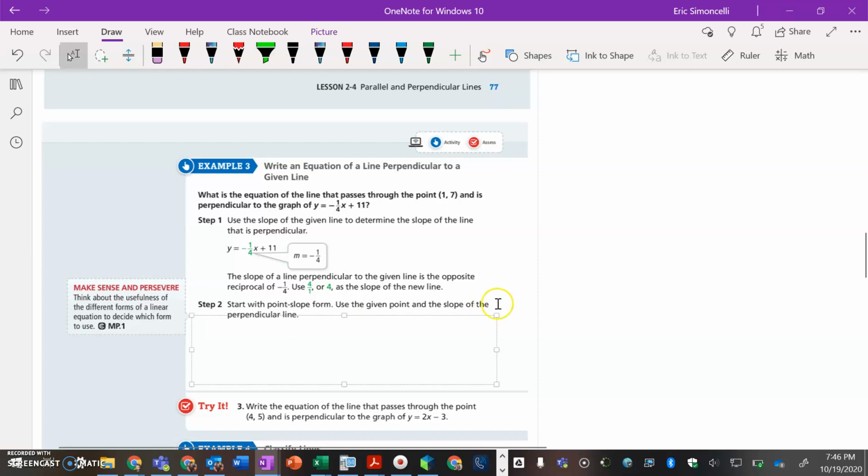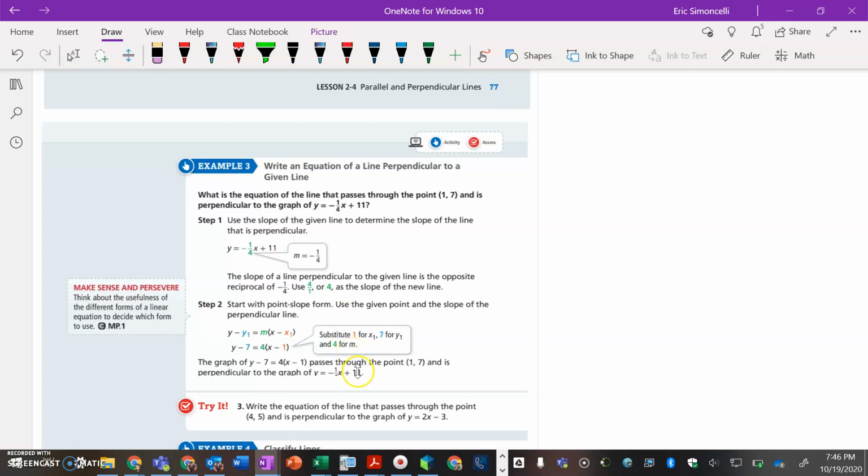Step 2, start with the point-slope form. And like we did on a prior question, we're going to use this point as x sub 1, y sub 1, and this new slope, 4, again the opposite reciprocal of negative a fourth. Plug it into the appropriate parts. So y minus 7 equals 4 times the quantity x minus 1. Simplify, and if you do so, you'll have that equation in point-slope form.